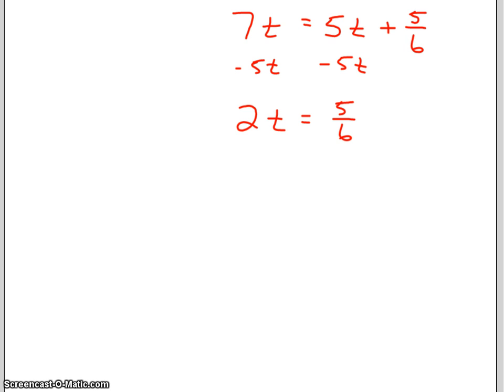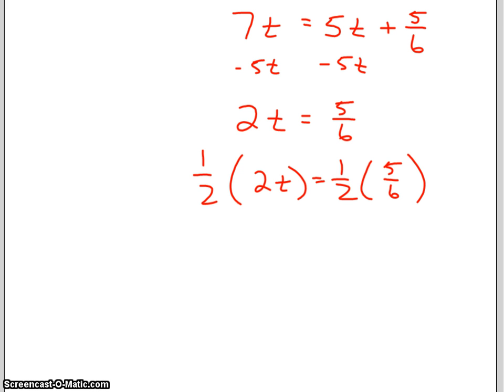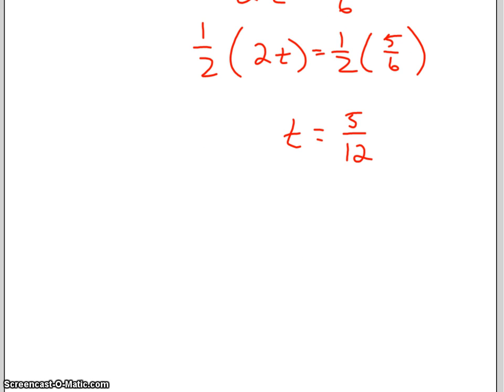And to solve this now, we can do a couple things. We can multiply through by 6 if we wanted to. That'll get rid of the fractions. Or we can just multiply both sides by 1/2. So now we get t equals 5/12. And that's in hours. So 5/12 of an hour.